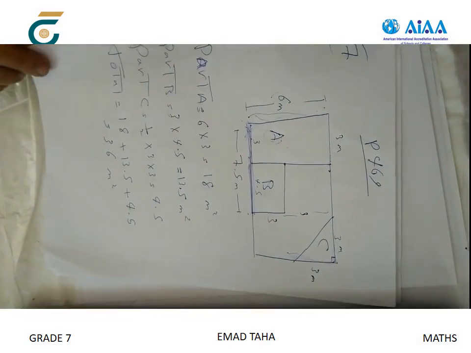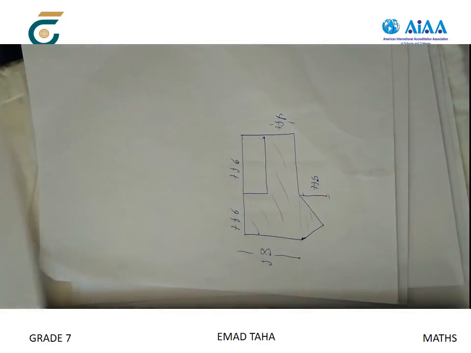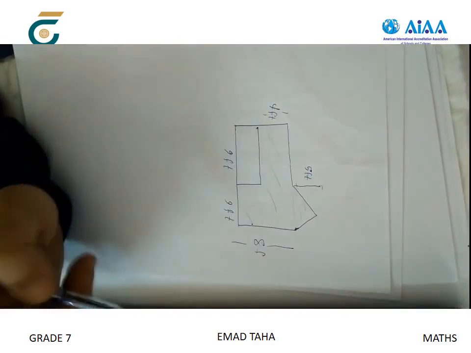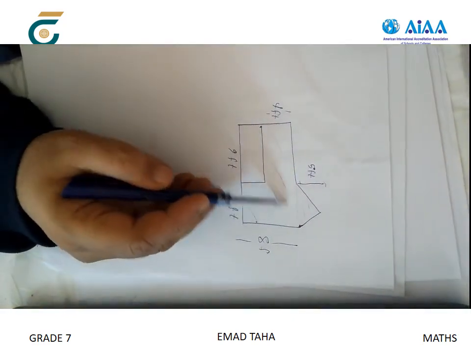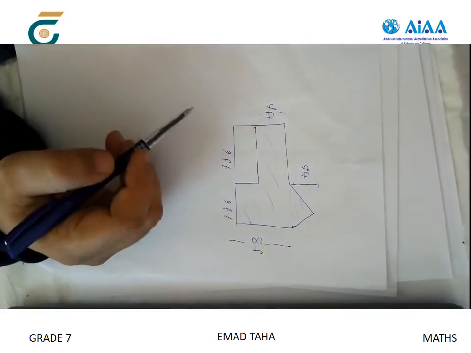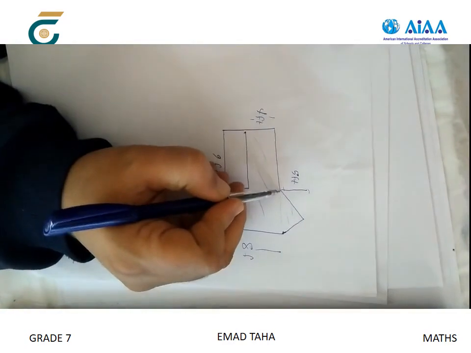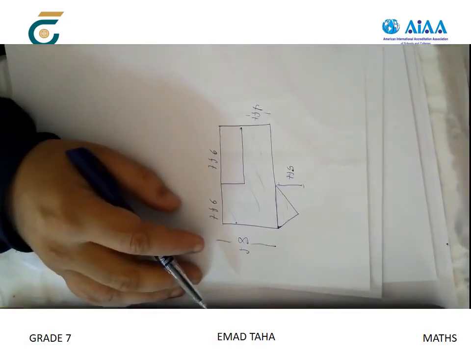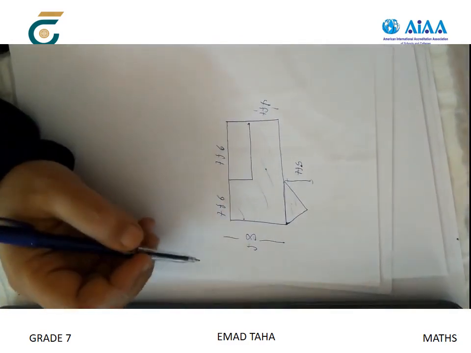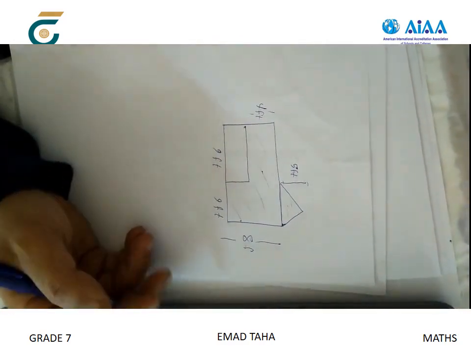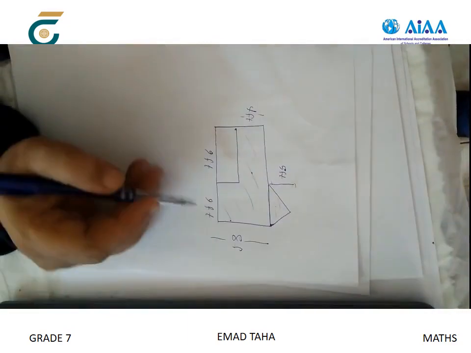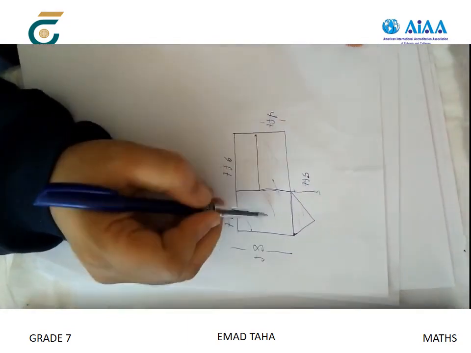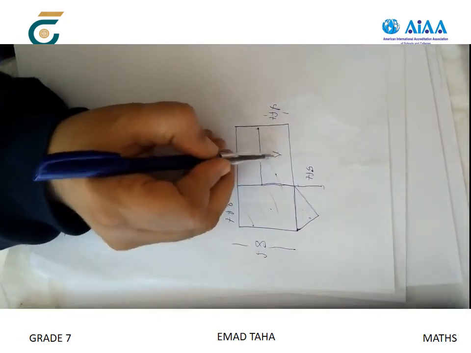Okay, another composite figure here. Look, we want to find the area of the shaded figure. At first we draw this line, and we divide this shape into familiar shapes like triangle, rectangle, and so on. So we draw this one here, and now we have 3 shapes. This is part A, B and C.